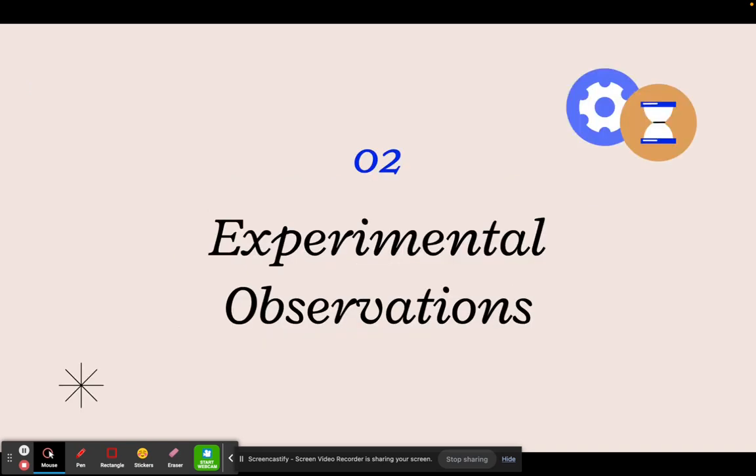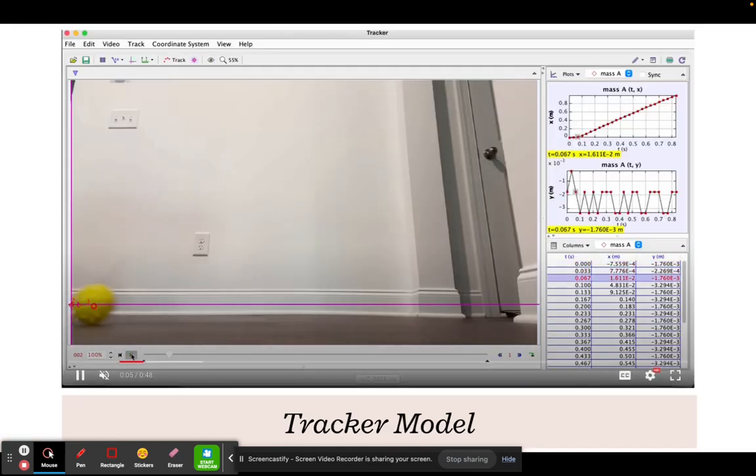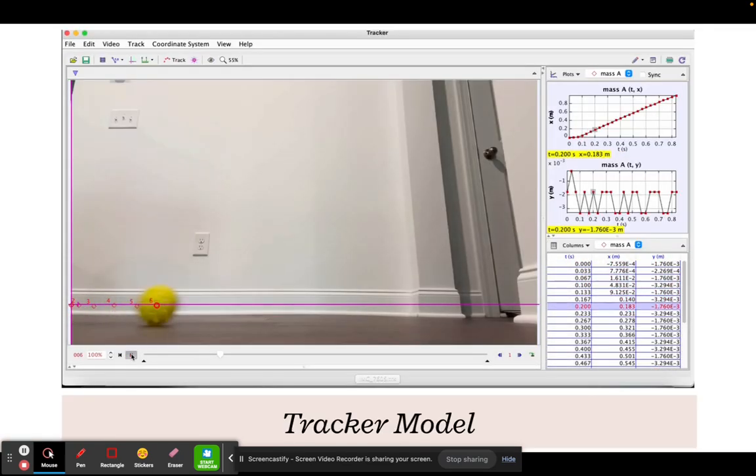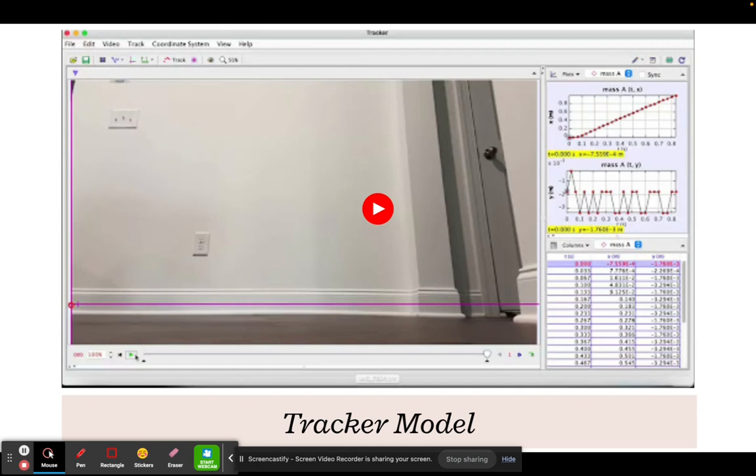Let's discuss my experimental observations. Here is my Tracker video of the pickleball moving at a constant velocity, where I inputted the center of mass at each frame so we can record the change in position over time. I chose the right axis to be my positive x direction because that is the direction of the ball's motion. The position versus time graph generated by Tracker is pretty linear, showing constant velocity, and has an upward slope.